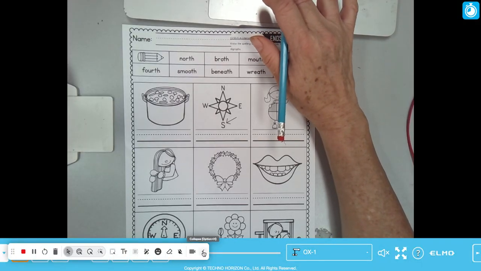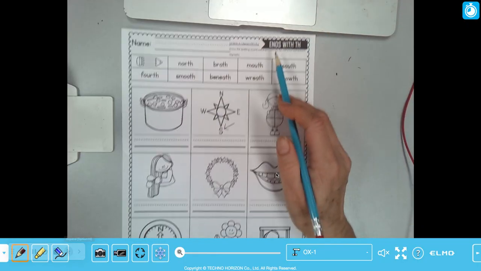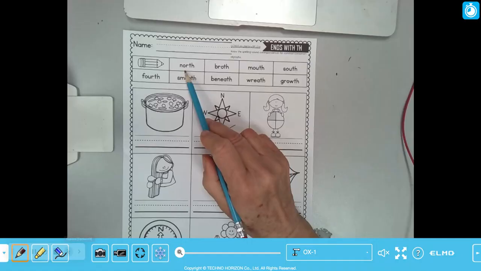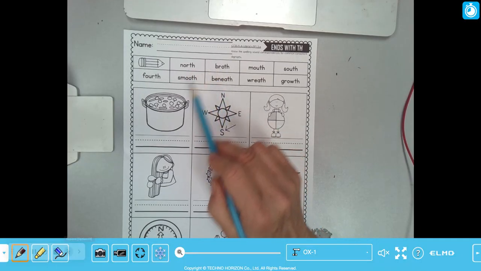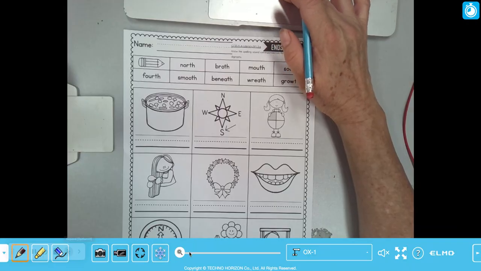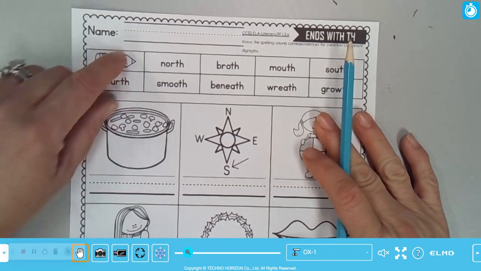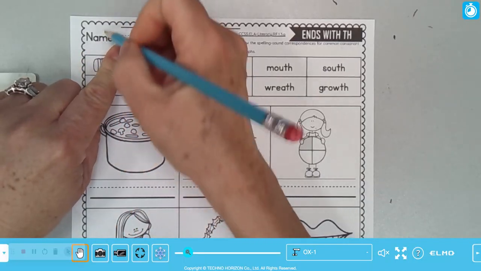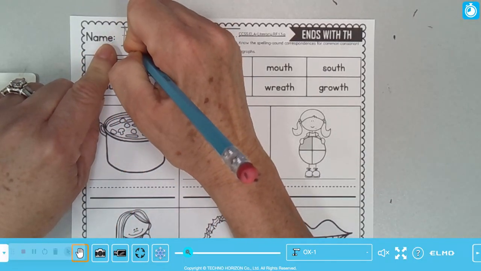Today we're going to be working on this page right here. It's called Ends with TH, and it's got these words and these pictures. So go ahead and find this page. When you find this page, where it says name, N-A-M-E, write your name. I'm going to write Macaulay. You write your name.